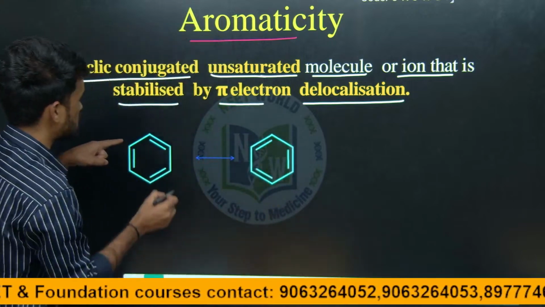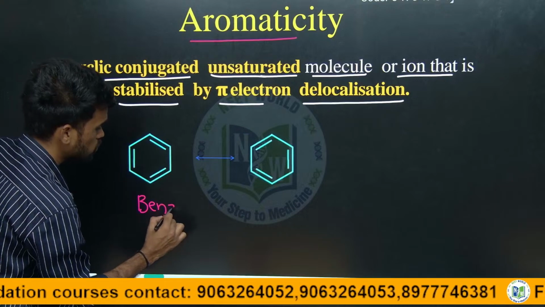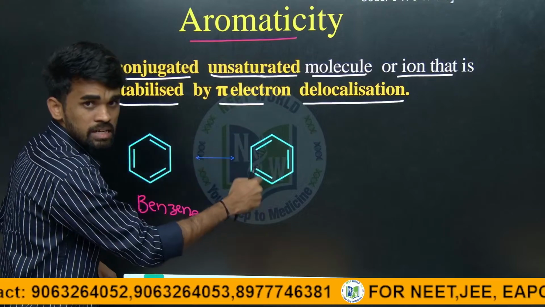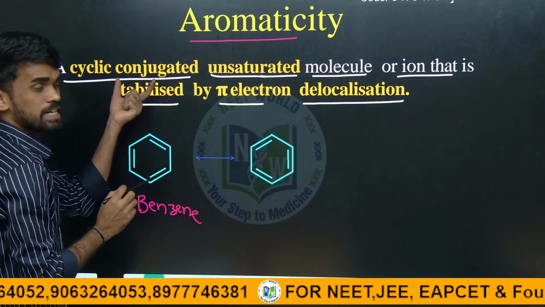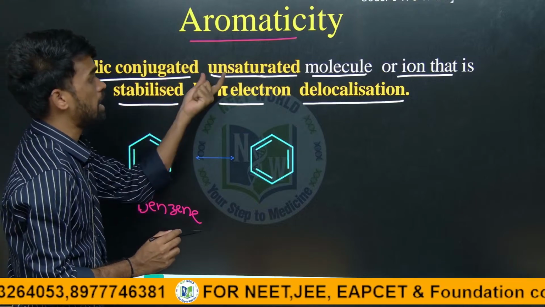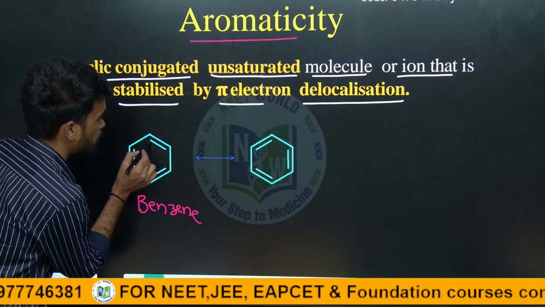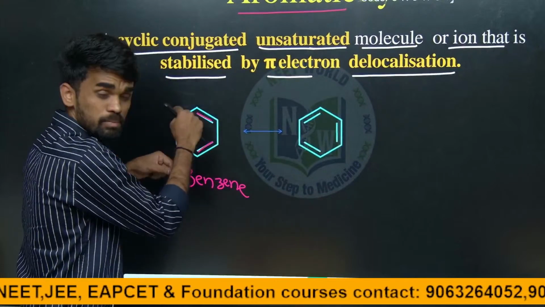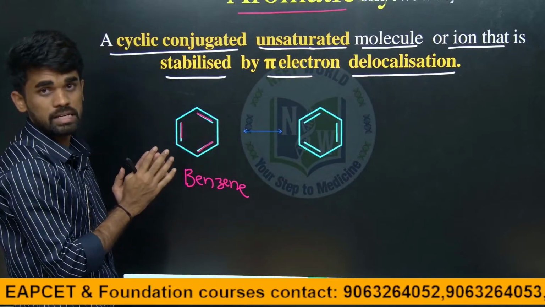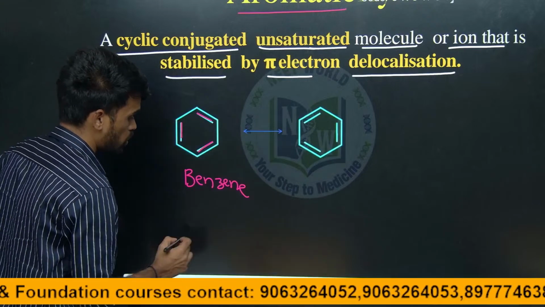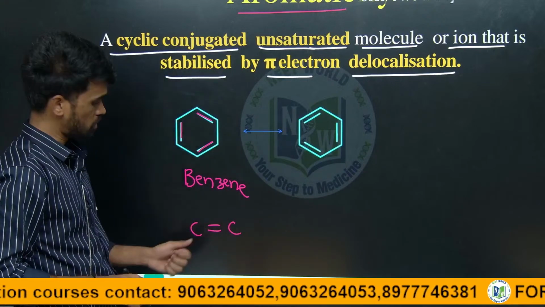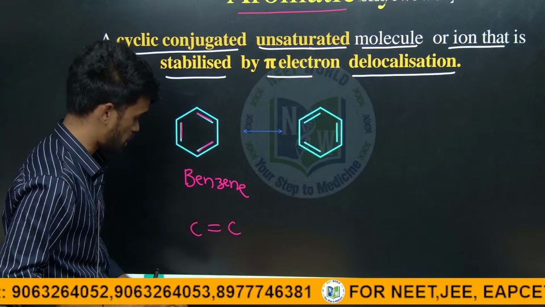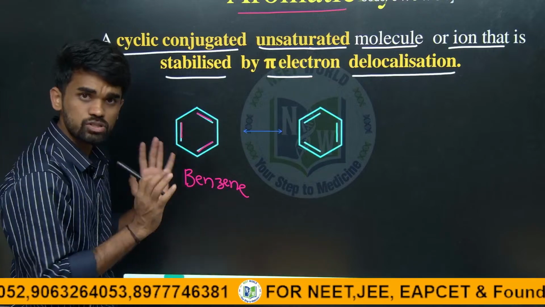First of all, look here. Benzene has a cyclic structure, and it has a conjugated system, I will tell you again what a conjugated system is, and it is unsaturated. A pi bond is there, therefore we can say benzene is an unsaturated compound. There should be at least one pi bond between carbon atoms: one sigma bond and one pi bond. At least one pi bond should be there in order to call it an unsaturated compound.